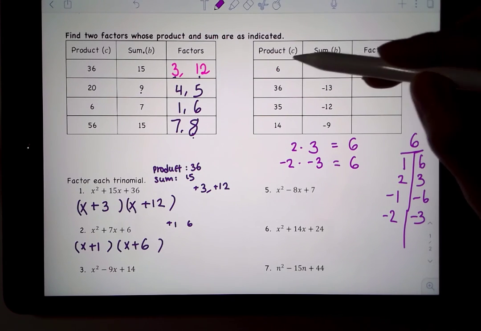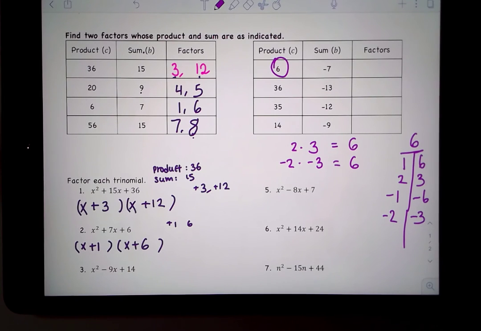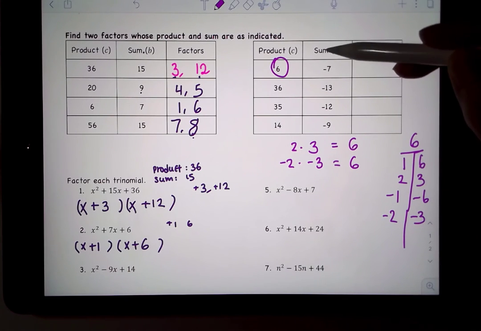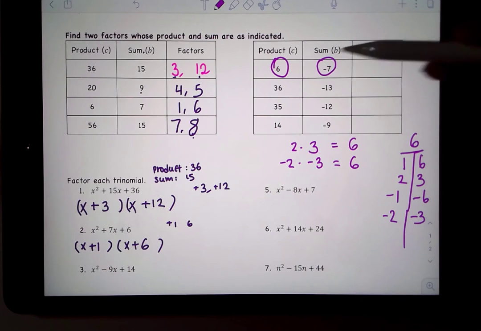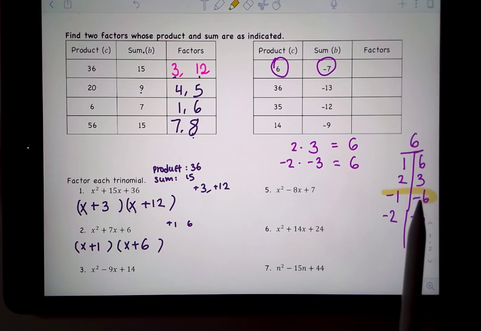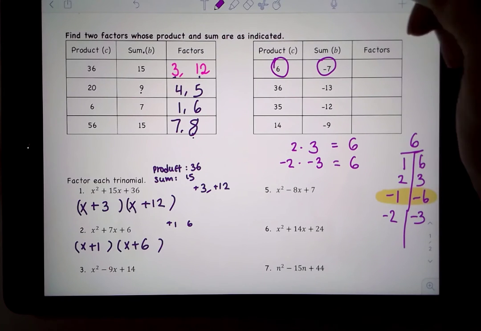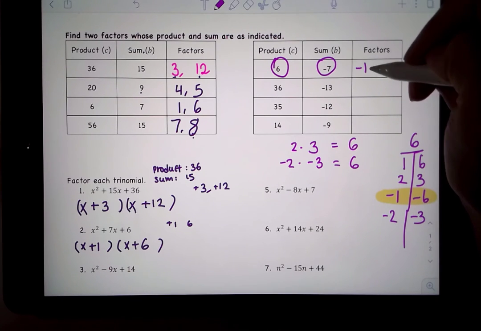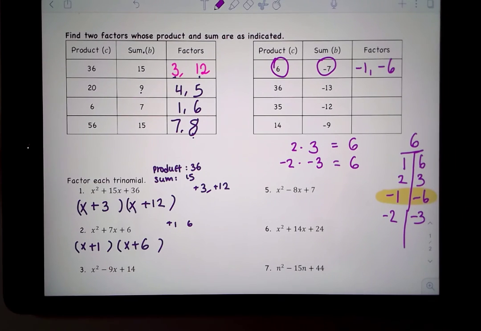Look at this one, guys. The product is 6, and this time your sum will be -7, right? Then which one makes -7? It's right here, right? So -1 and -6. Then the sum of the numbers is -7, the product of the numbers is +6. So my two numbers are -1 and -6.